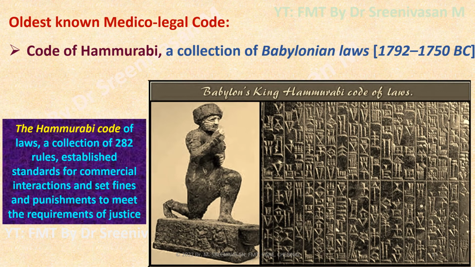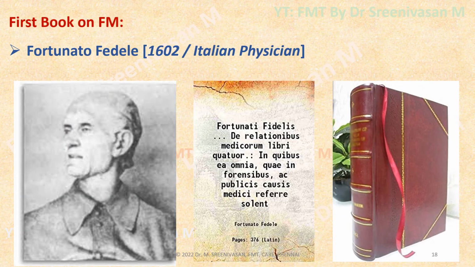The oldest known medical legal code is called the Code of Hammurabi. The king of Babylon made this Code of Hammurabi, a collection of some 282 laws providing punishments for various offences. The main principle of this code is eye for eye, tooth for tooth. Strict punishments are provided for offences. This is the first known medical legal code too. Then, the first book on forensic medicine was written by Fortunato Fedeli, a physician from Italy, in the year 1602. He published this medical legal book.